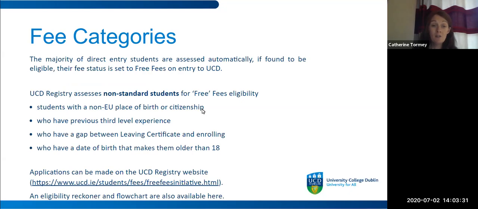The majority of students, direct entry students coming in from school, are assessed automatically. And if they're found to be eligible for free fees, then that's uploaded to their UCD account. But UCD registry must assess all non-standard students for free fees eligibility. By non-standard students, we mean students with a non-EU place of birth, or students who have previous third level experience, or anyone who has a gap between their leaving cert and enrolling in college, or who has a date of birth that's older than 18.